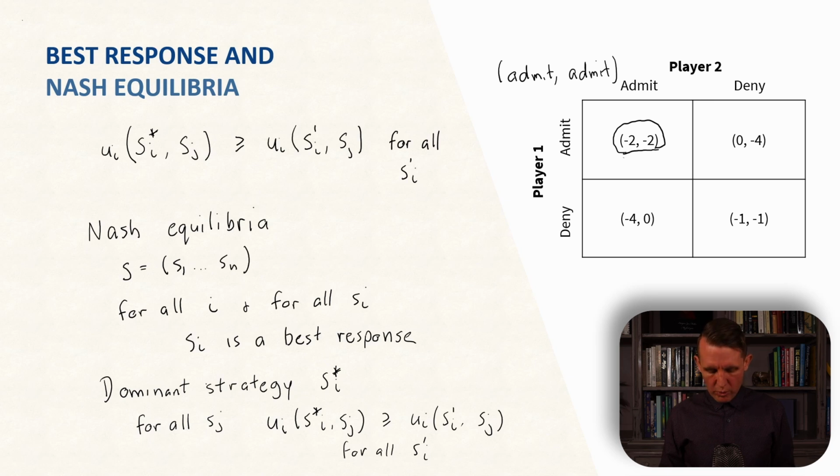We say that a strategy is weakly dominant if the utility is greater than or equal to all the other possible strategies that are available. And we say that a strategy is strongly dominant if it's strictly greater than all the other possible strategies available to the agent. In the prisoner's dilemma, admit is a strongly dominant strategy for both agents. This is because, irrelevant of what the other agent does, admit is always a higher utility than deny.